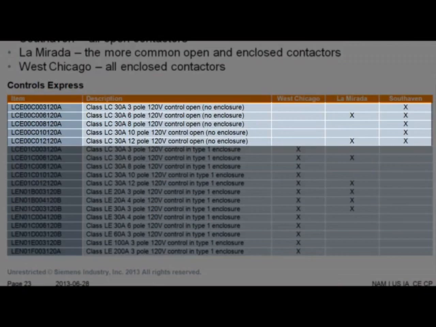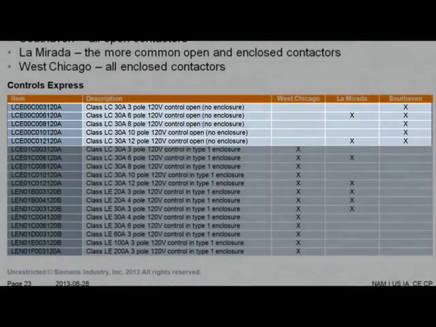If you look at the list, the first group of LC contactors are all open contactors, where South Haven will assemble them in 3-pole, 6-pole, 8, 10, and 12-pole configurations, and then stock them on the shelves. So you can get a completely assembled LC contactor in a variety of pole configurations stocked in South Haven, and then also a couple of styles are stocked in La Mirada.